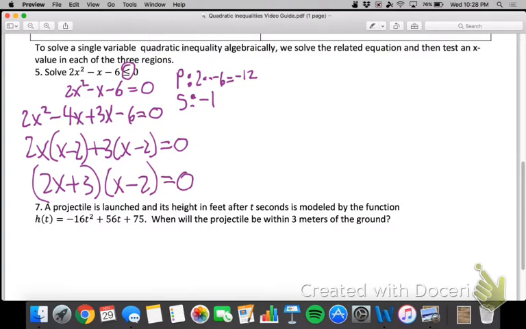Which means that my two values where it equals 0 would be x is negative 3 halves and x equals 2.